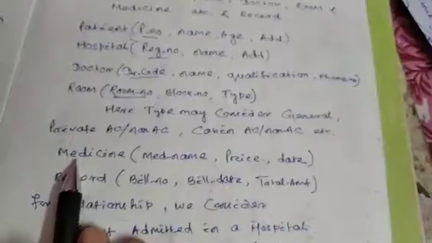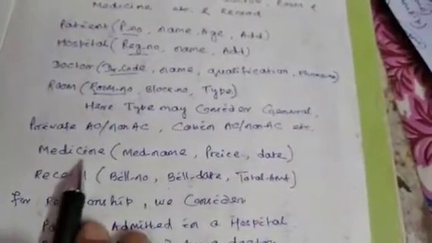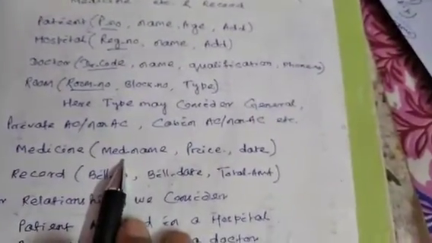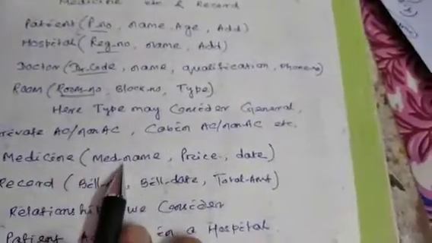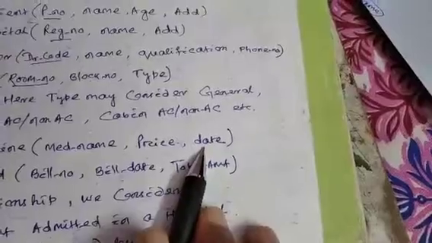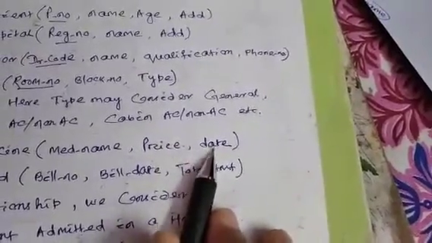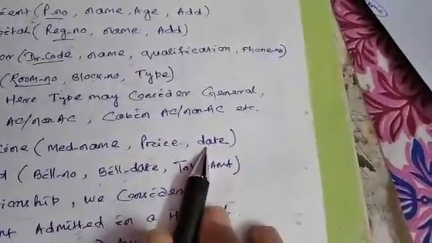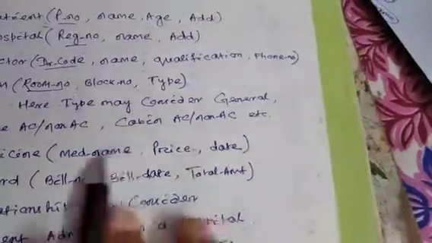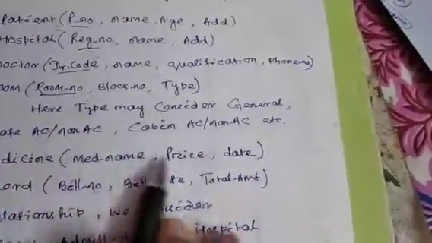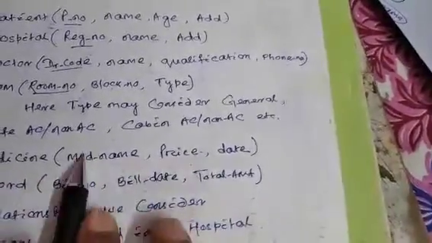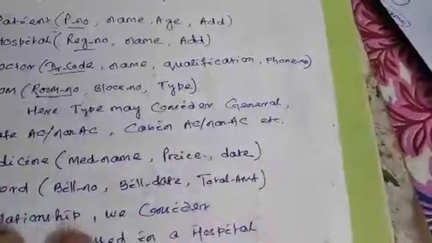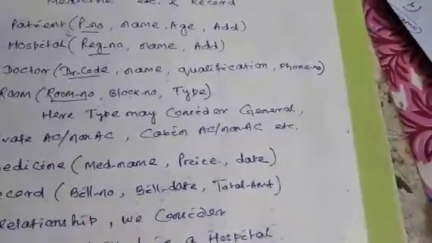Another entity is medicine. The medicines given to the patient will be maintained by this entity. So the entity medicine has the price and the date on which the medicine is given to the patient, which will be maintained here. These three attributes are used for the entity medicine. None of these attributes is considered a primary key, so this medicine is a weak entity.